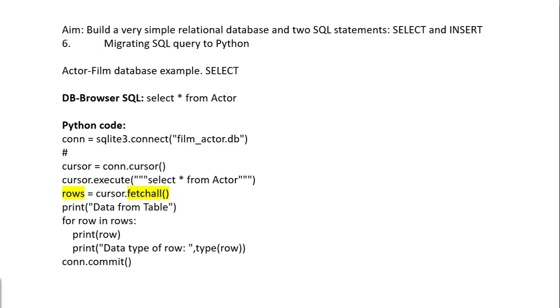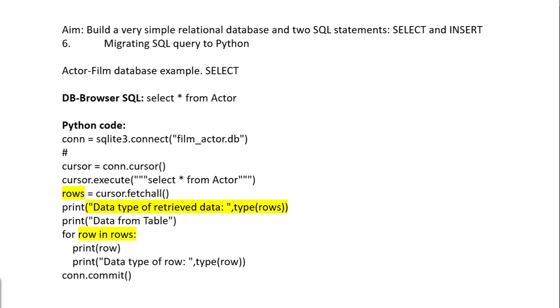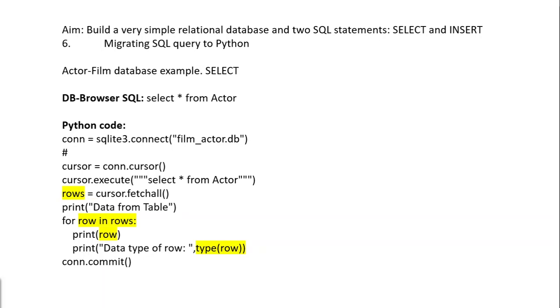Next, the fetchall with no parameter is applied to the database cursor, and the results stored in the identifier rows. Rows is a Python list. One way to extract the data from the rows is to use a for loop where the elements in the rows list are inserted into the identifier row one by one. Then each row is printed out.